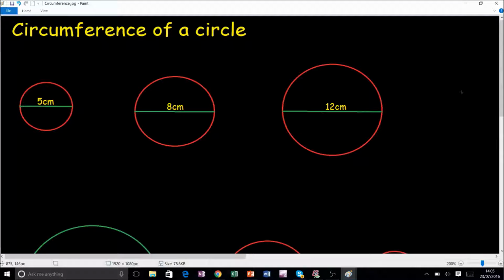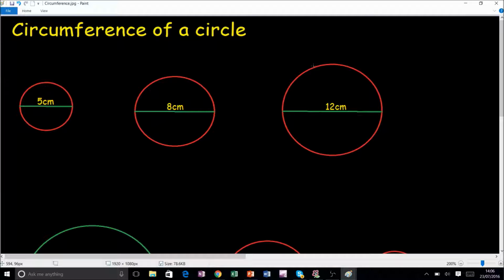Today we are going to be looking at calculating the circumference of a circle. Now, this isn't actually too bad. We're just going to follow the formula for it, okay guys? So what does circumference mean? Well, the circumference of a circle is basically the distance around the circle, kind of like what we understand to be the perimeter of a shape.